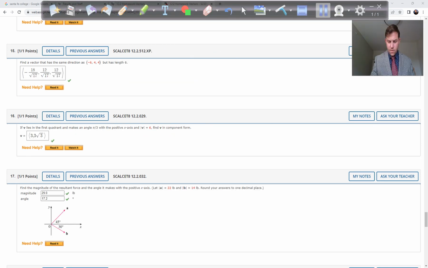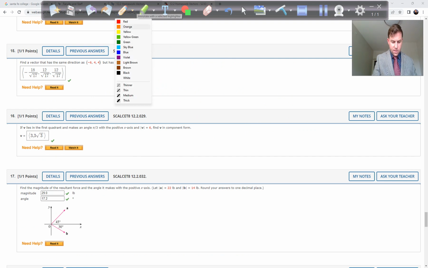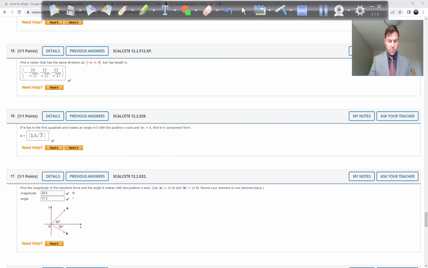Problem 14. Okay, in 15, they give us a three-dimensional vector, minus 6, 4, 4, but they say we want a vector in the same direction of that, but it has length 6. So what we're going to do is we're basically going to find the magnitude of the vector as is, and then divide that into 6, and then multiply the original vector by that, and it should factor the vector down or up depending on what this magnitude is. So let's find the magnitude of this vector.